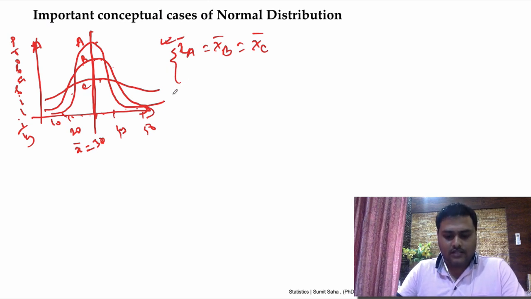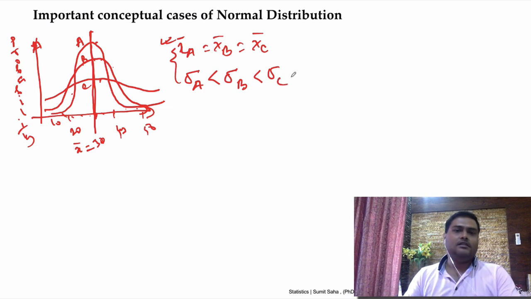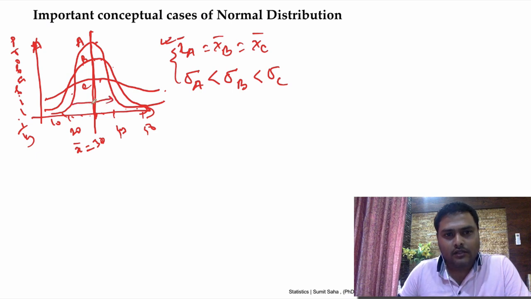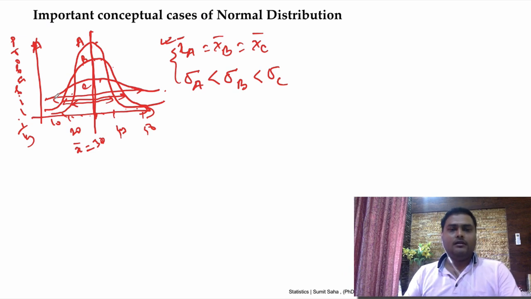And the second one is related to the standard deviation: standard deviation of curve A, standard deviation of curve B, and standard deviation of curve C. This is the condition it will follow. Why? Because think that curve C is widely distributed, curve B is a little bit less distributed, and curve A is least distributed. So if I see, the data points are lying between this for curve A, but for curve B data points are lying between this and this, correct? And for curve C it may be possible data points are lying in this range.